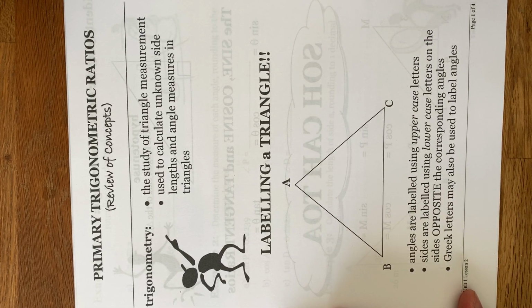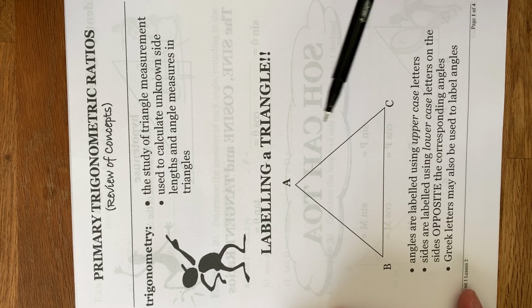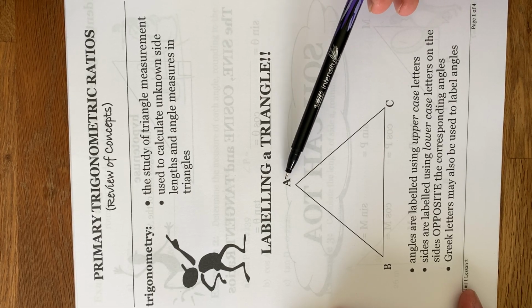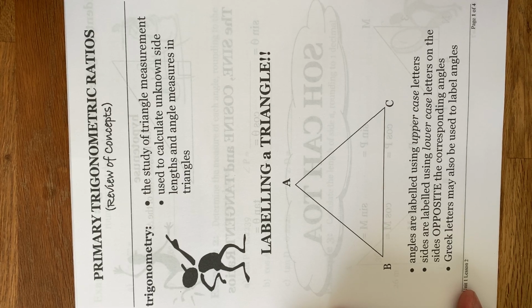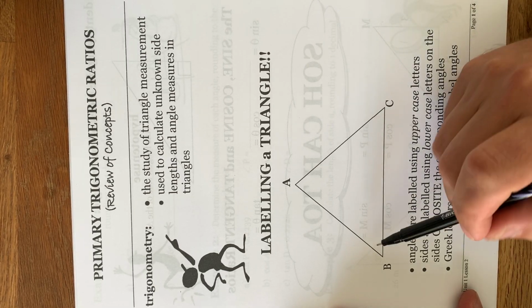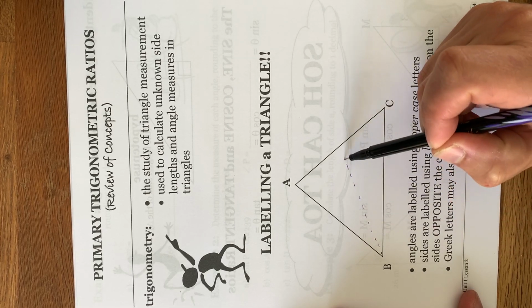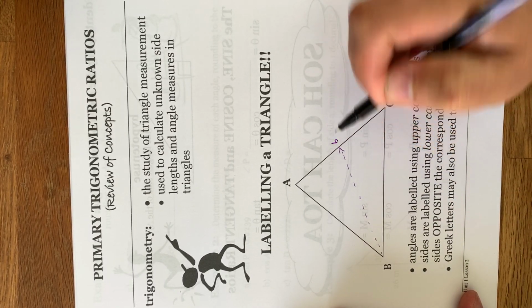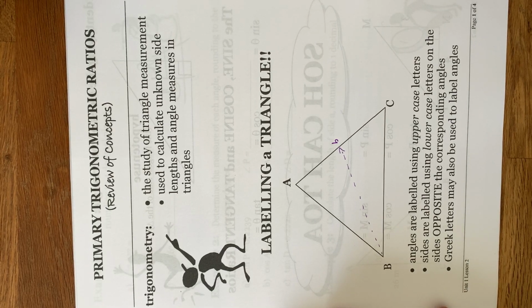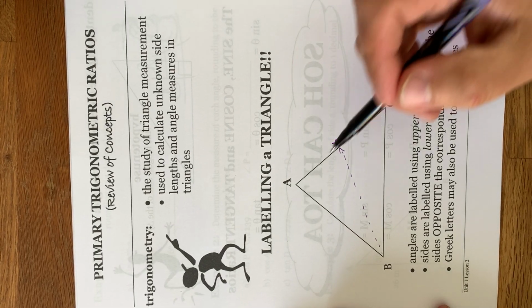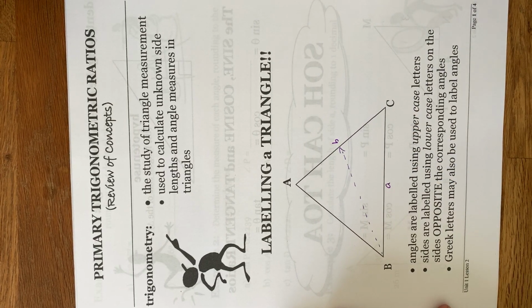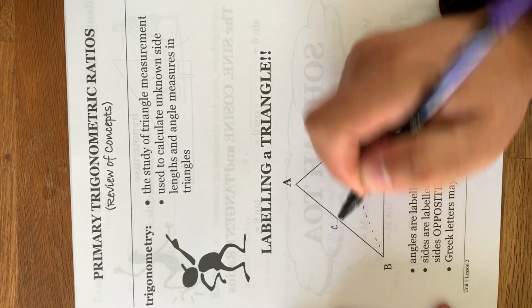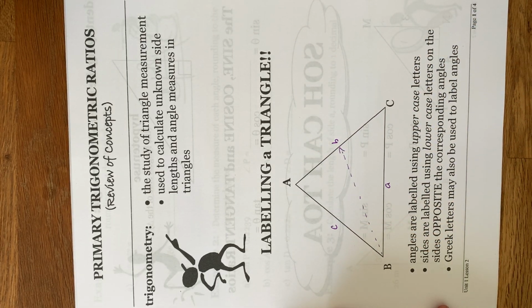Thinking way back to grades 6, 7, 8, we talked about how to label a triangle so that we can be clear about what we're talking about. The angles are always labeled using an uppercase letter: this one's angle A, this one's angle B, this one's angle C. And when we label the opposite sides of the triangle, we label them with the same lowercase letter. So this side is opposite angle B, so it is side lowercase b. Likewise, this side is opposite angle A, so it's side lowercase a. And this side, of course, is opposite C, so we would label it with a lowercase c.